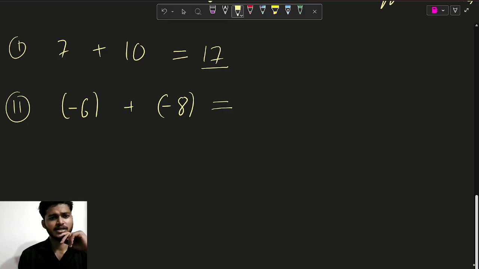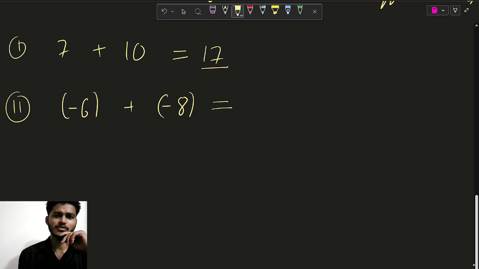Whenever you are adding two negative integers, the answer is going to be negative. Understand again? Whenever you have two positive integers, then the sum of the two positive integers is always positive. Whenever you are having two negative integers and you are told to add them, then the sum is going to be negative. And how to add? You just see what is written over here, minus 6.